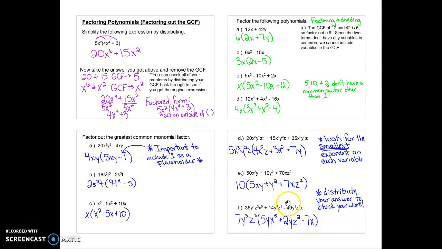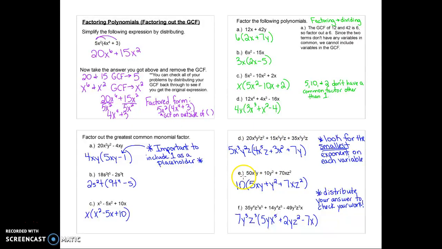These last three examples really are the same thing, but now we're adding in some extra variables. Some of them have an x, y, and a z with them. It's the same process though. You're going to go through the coefficients first, then you're going to go variable by variable. Remember, in order for it to be included in the GCF, it has to show up in all three of the terms in this case. It has to show up in every single term in order to be part of the GCF.